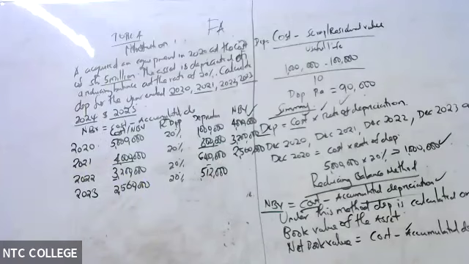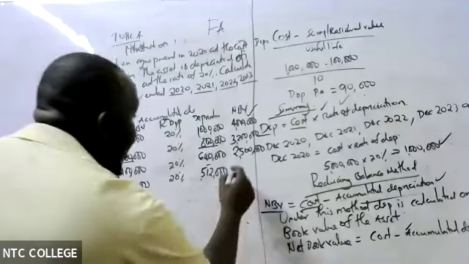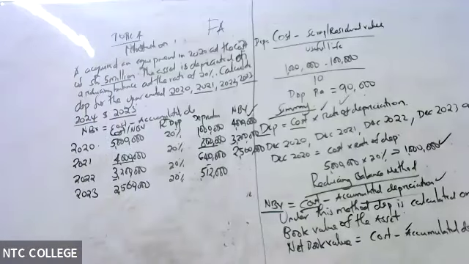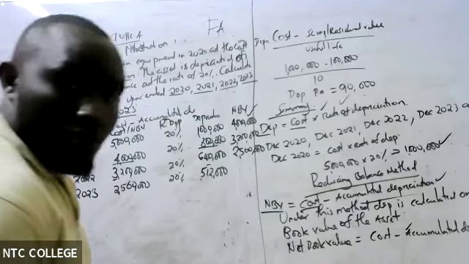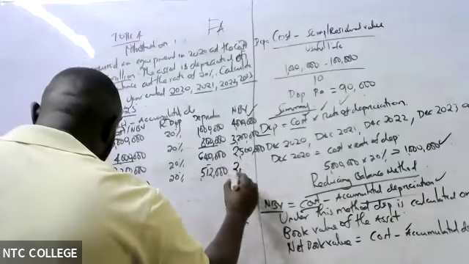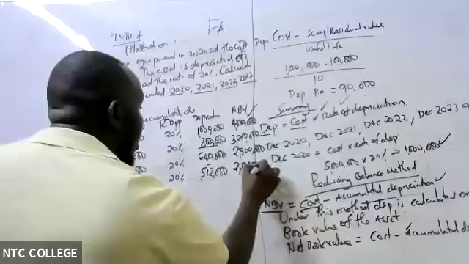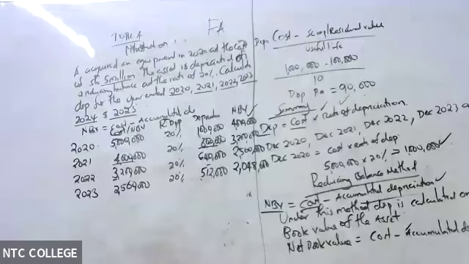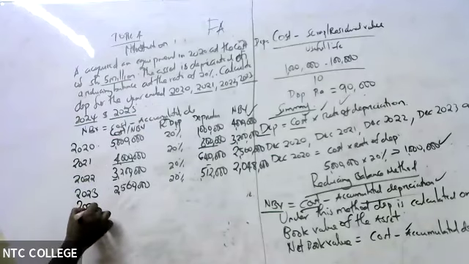So what is the net value? Then 2,560,000 minus 512,000. What is the net book value? Kindly give me this so that I don't move alone. What is the net book value at the end of 2023? So that should be 2,048,000. That should be 2,048,000. Then you proceed to 2024.